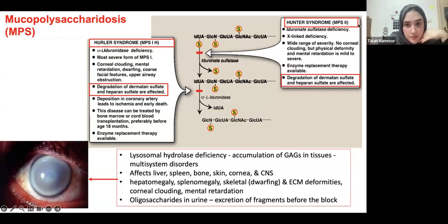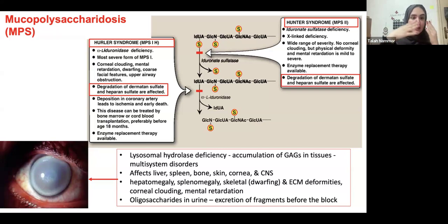So in Hunter syndrome, which is MPS 2, mucopolysaccharidosis 2, what happens is we're going to have a problem in iduronate sulfatase. So iduronate sulfatase is in Hunter syndrome. And how do we differentiate Hunter syndrome and Hurler syndrome? Other than the enzyme, like clinically, by one very specific thing.